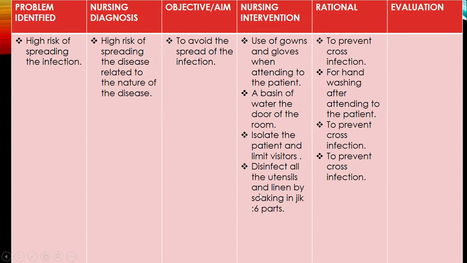Then we also want to disinfect all the utensils and linen by soaking in jik, 1 to 6 parts. So why are we doing this? Because we want to prevent the infection. And the evaluation will be that the infection will be controlled. It won't be spread to others.